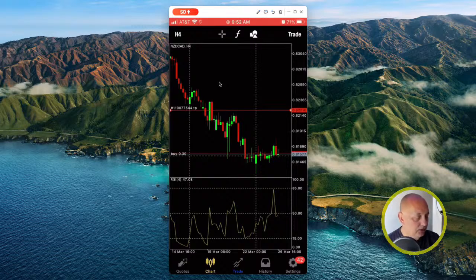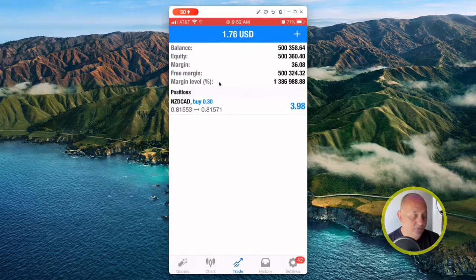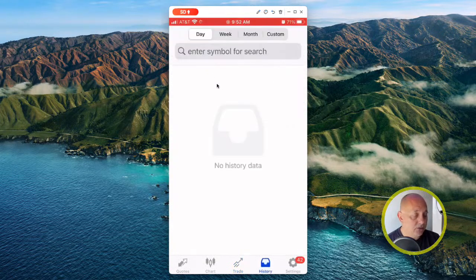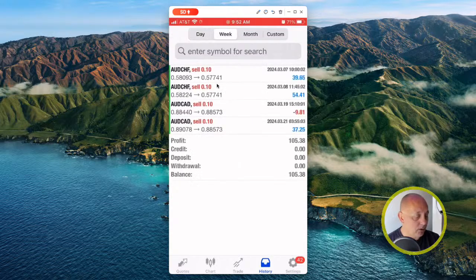So let's go into some other accounts here. So that is the free trade. Let's go to the history. Nothing closed for the day. However, for the last 7 days, $105.38. These are signal trades. You could have bid more. You could have bid less.